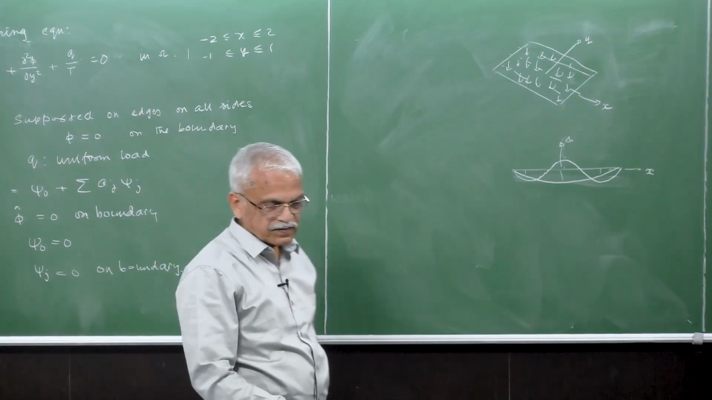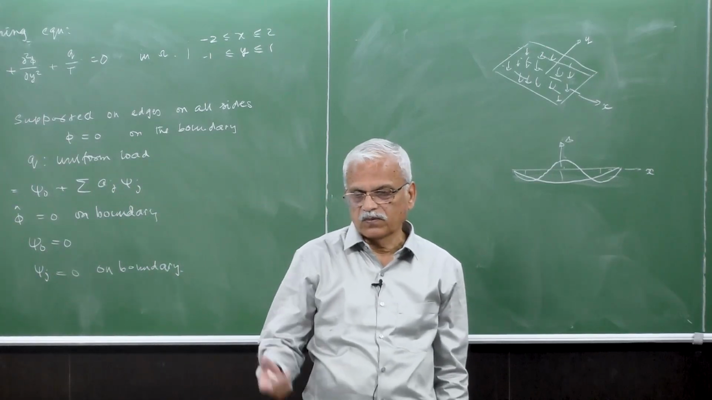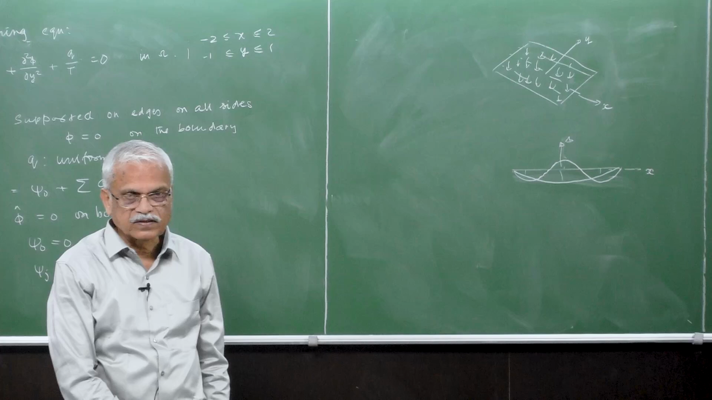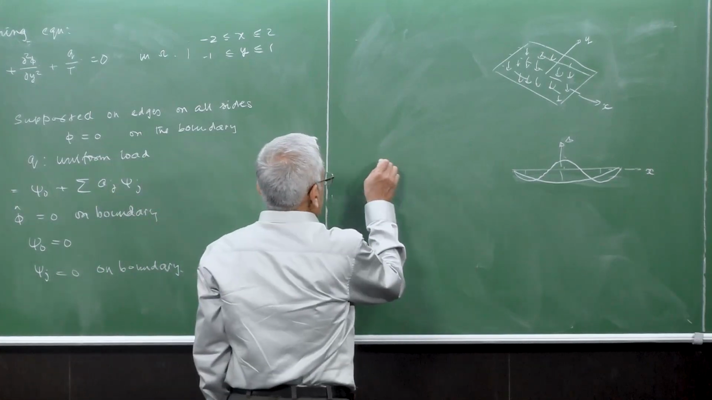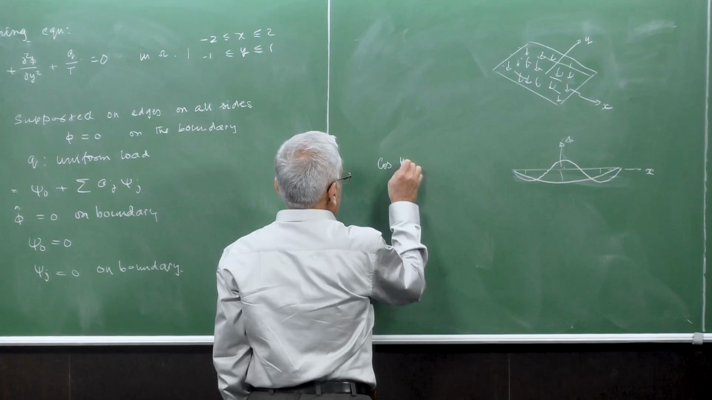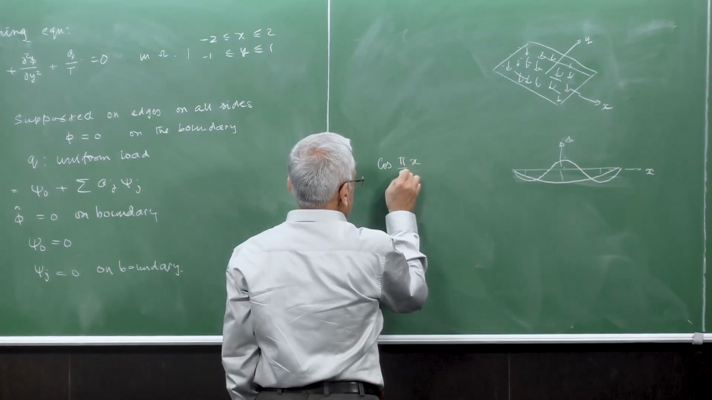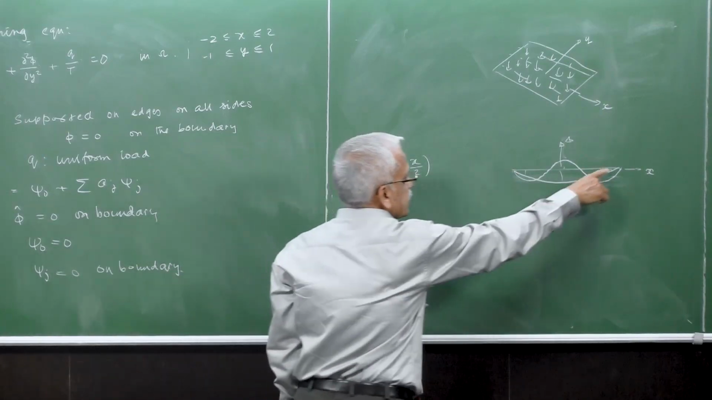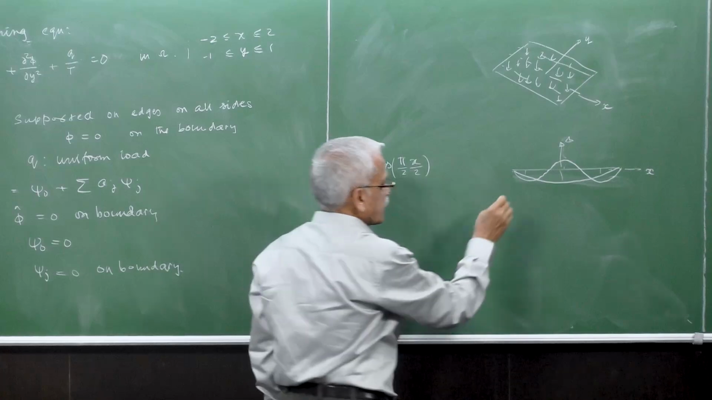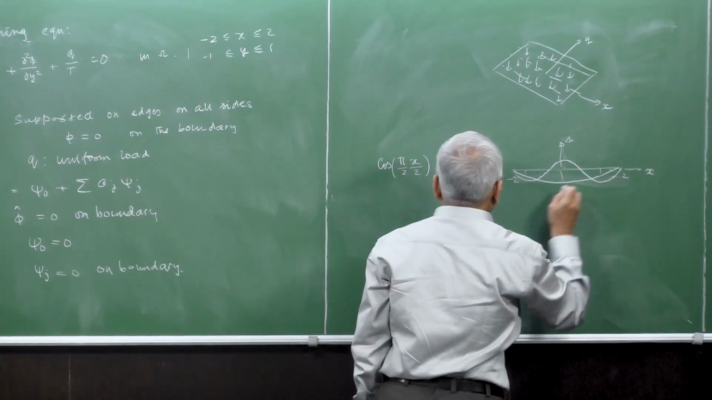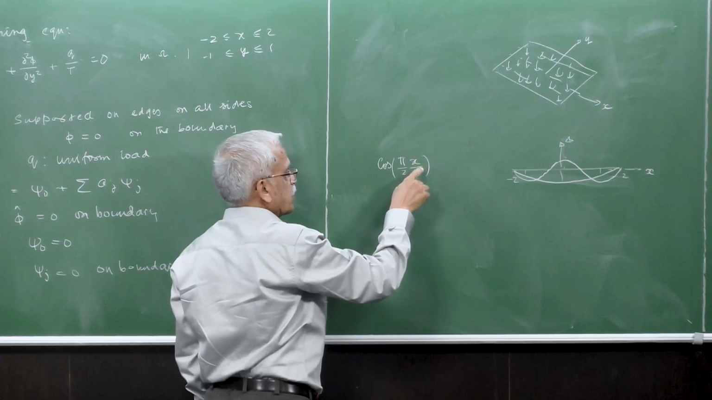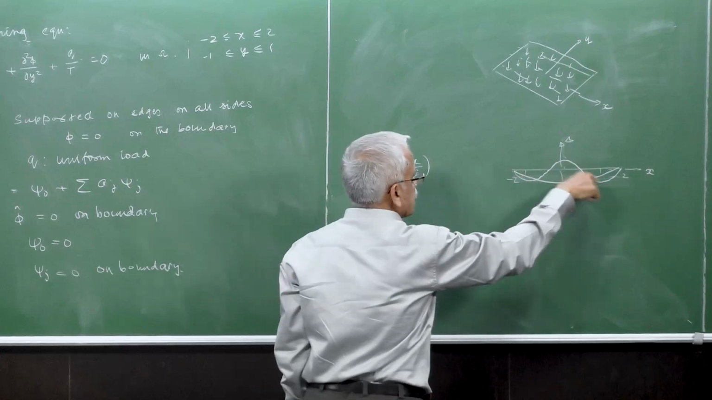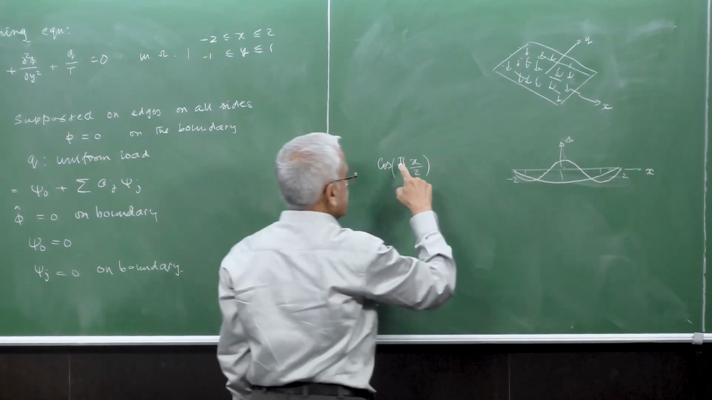So the kind of functions which you can suggest for x is equal to 0 symmetry are the trigonometric functions of cosine nature. So for example, cosine pi by 2, x by 2. This is nothing but cosine pi by 2, x by 2, because this is at minus 2 and plus 2. At plus 2, for example, 2 by 2 is 1 and cos pi by 2 is 0.